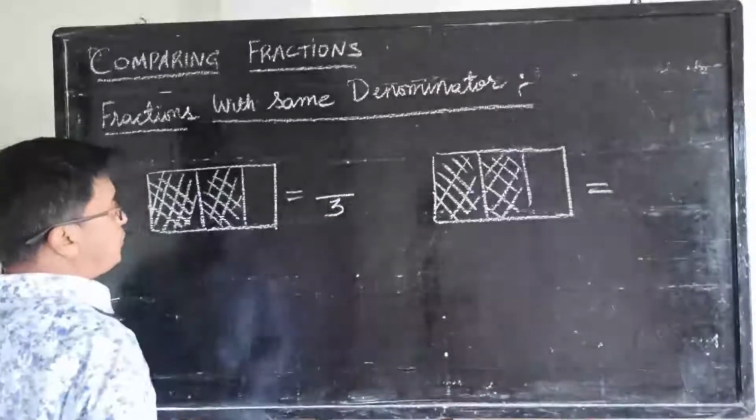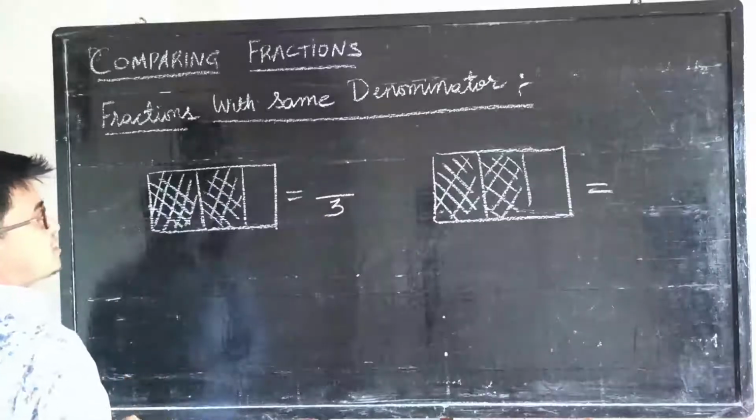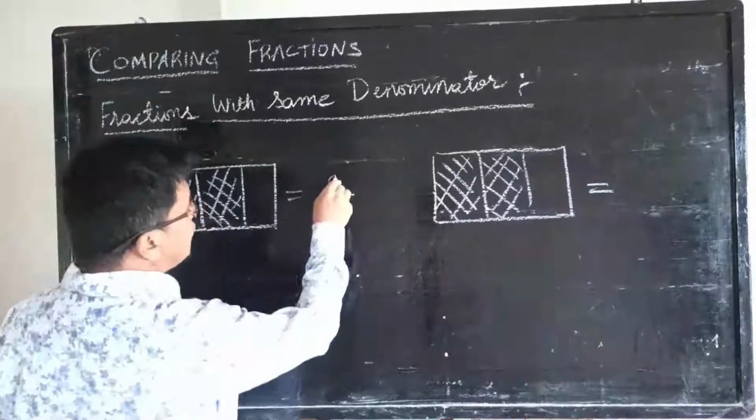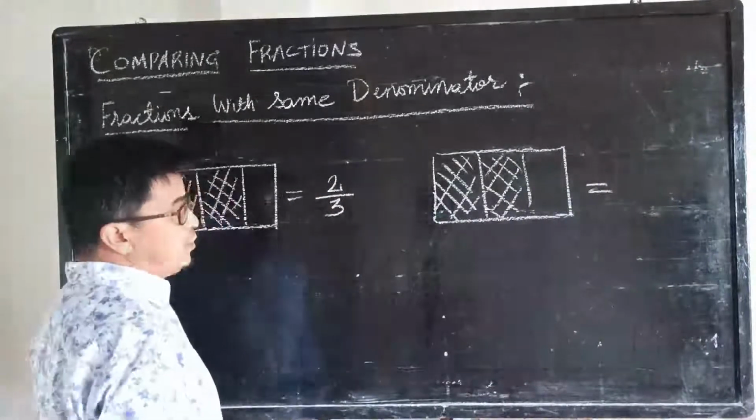The 3 is the denominator. And out of these 3 parts, how many parts are shaded? 1, 2. 2 parts are shaded. 2 upon 3.